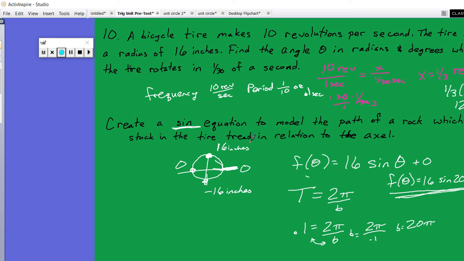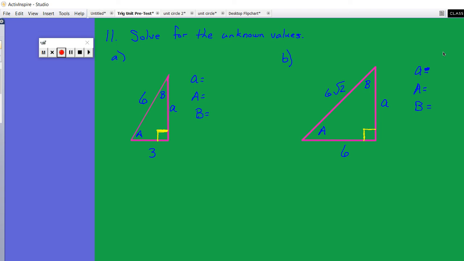This one is in relation to the angle. So both equations are correct. They're just in different forms. Realistically, on this one, instead of a theta right here, I should use a t for time. And that would be the difference between them. All right, that was number 10. Number 11.